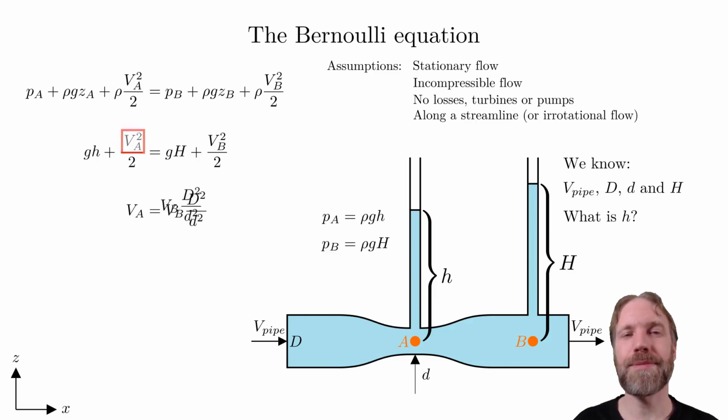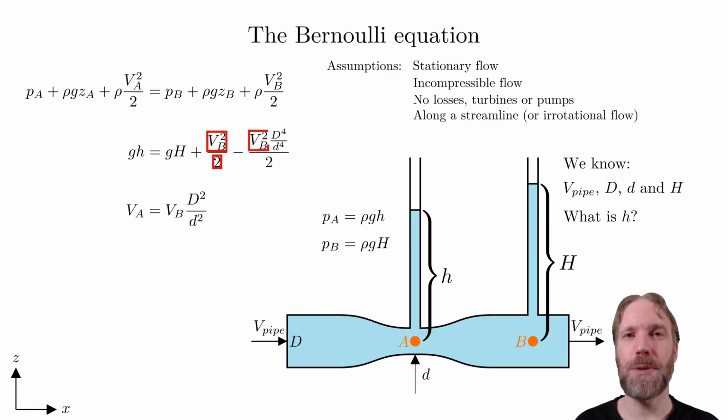Insert into Bernoulli. Take the square of each term individually. Move to the right hand side. VB squared over 2 is a common factor. Divide by g. Finally, we can identify VB as V pipe. This is our final expression for the height h.